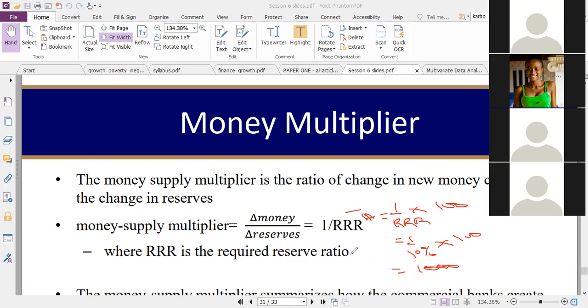Sir, why is it that in the formula, it is equal to 1/RRR, but you multiplied it by 100? The 1/RRR, which is this side, is what we call the money multiplier. And this is the quantity you received.